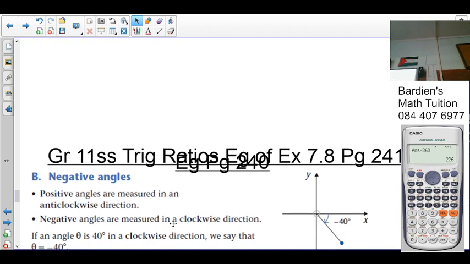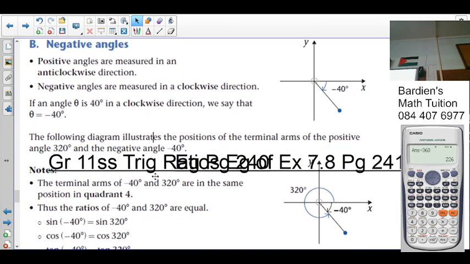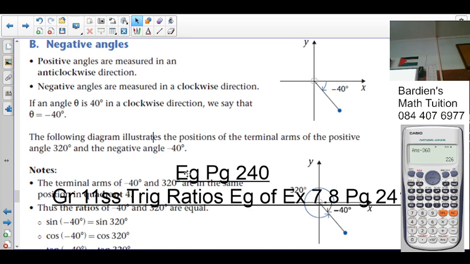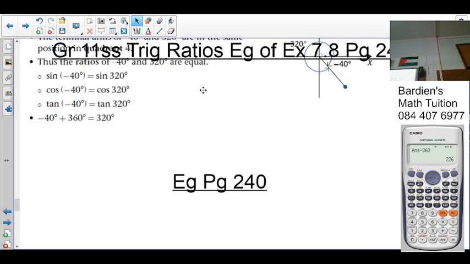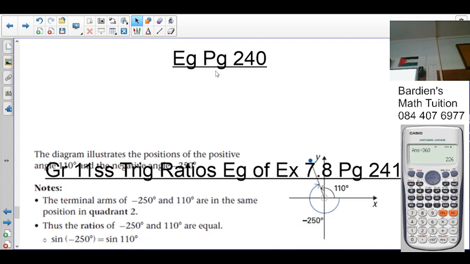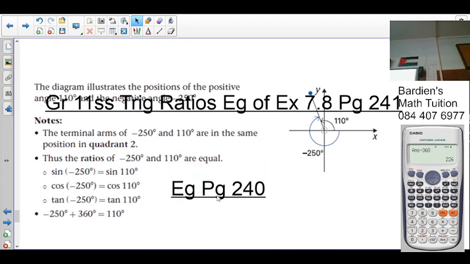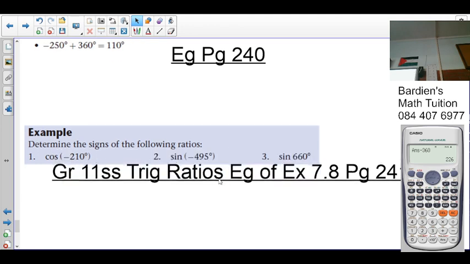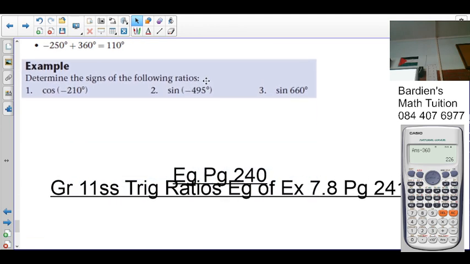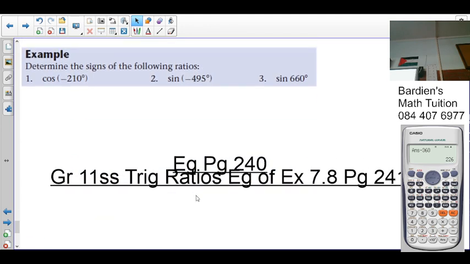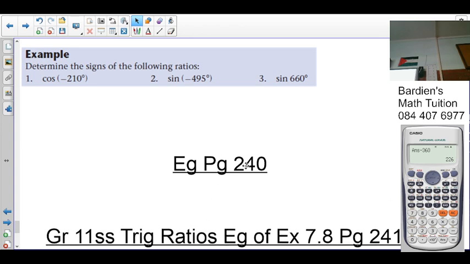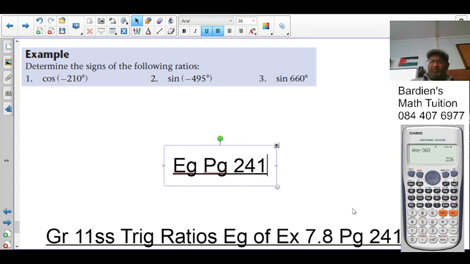Now we're looking at negative angles. We spoke about the negative angles already. So if it's negative, what do we do? Add 360. So I'm not going to go through that again. The video is already long, I feel. This example is on page 241. The exercise is also on page 241.